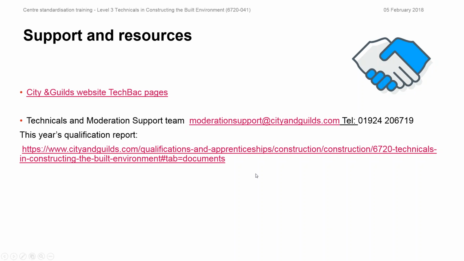There's also the link there to this year's qualification report, which will give you some insight into the grades that were achieved last year, and any pitfalls or things that you need to think about in the delivery of the synoptic assessment are contained in that. It also contains last year's grade boundaries for this particular qualification. We need to highlight that the grade boundaries are subject to change annually following the awarding meeting. So even if those grade boundaries do give you a rough indication as to where the grade boundaries are, they are subject to change, so don't rely on them to be the same this year.